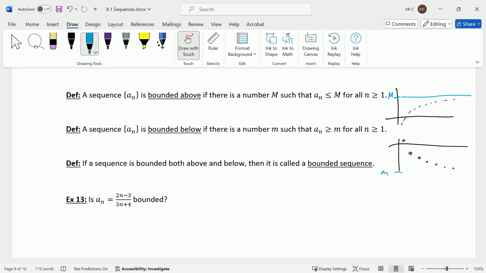all of the terms of the sequence are above that number. If a sequence is bounded both above and below, that being the key word here, both above and below, then it is called a bounded sequence. So in other words, if I have a sequence where I have some upper bound cap M and lower bound little m, and the sequence terms are always stuck between those two things, we call that a bounded sequence. So a sequence can be bounded above or bounded below, or it can be both, and then it's a bounded sequence.